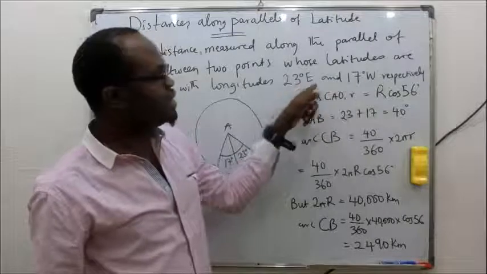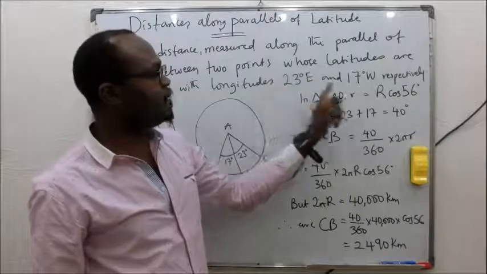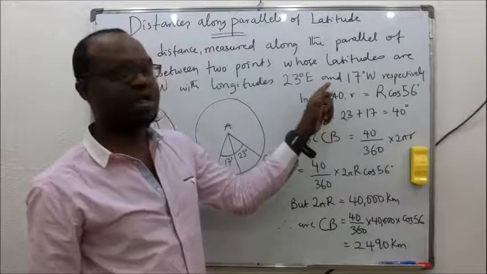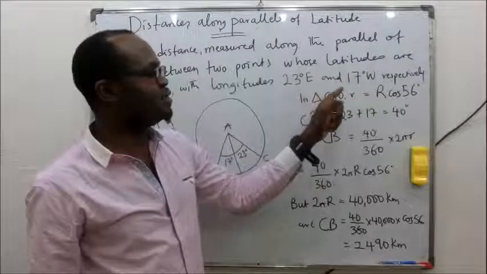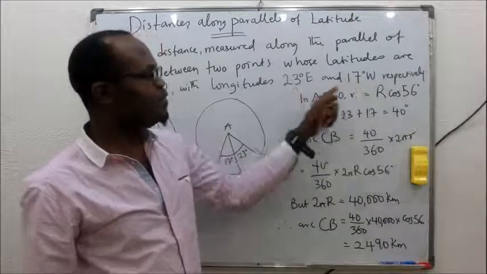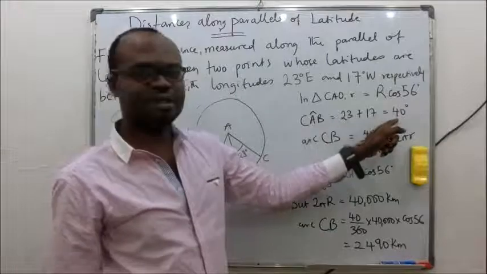If the directions are the same, like west-west, you have to subtract. If it is east-east, you have to subtract. But here, this is west and this is east, so they are not the same. That means you have to add. Because this is east and this is west, we added the two angles to get this.